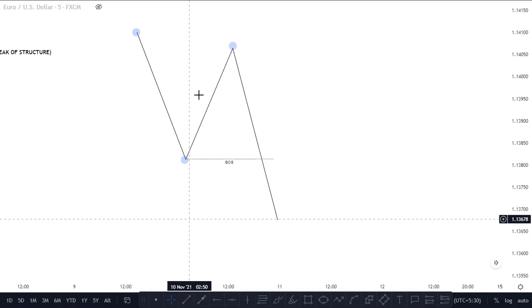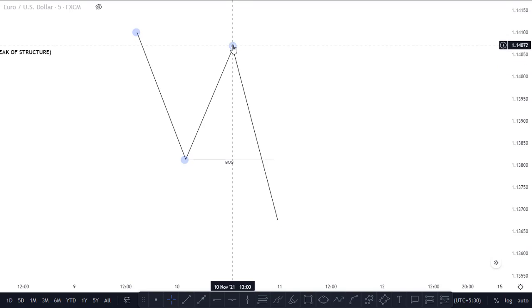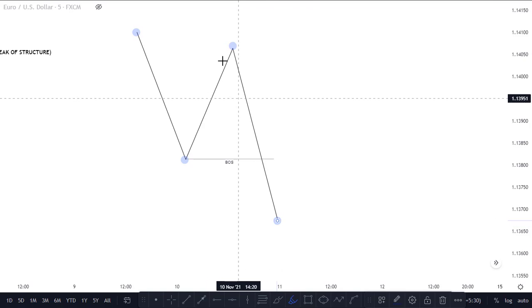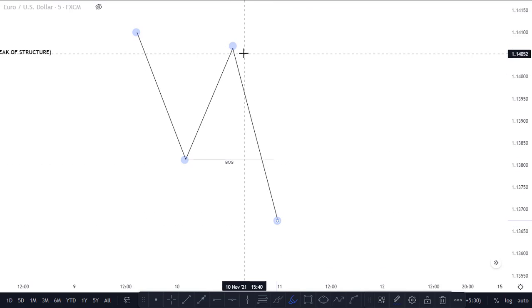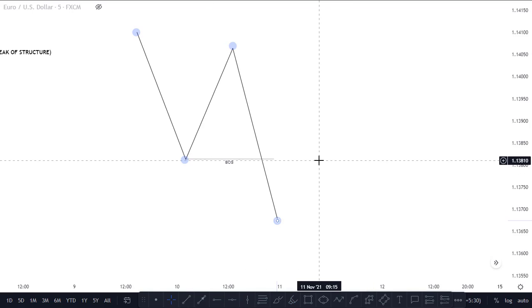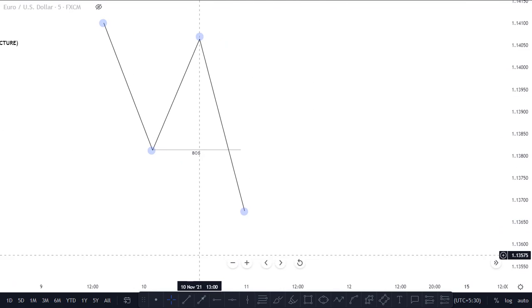So now that the market has broken the structure low, from the high all the way to the low, this is what we call a range. And this time we say we have got what? We have got a bearish range.